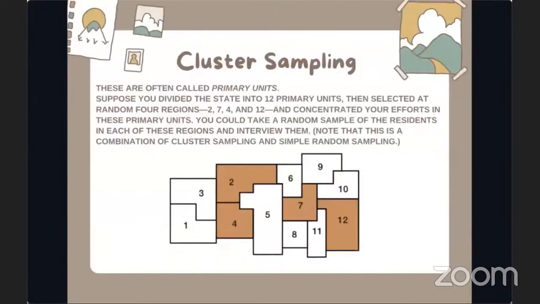Cluster sampling. These are often called primary units. Suppose you divided the states into 12 primary units, then selected at random 4 regions, like 2, 7, 4, and 12, and concentrated your efforts in these primary units. You could take a random sample of the residents in each of these regions and interview them. Note that this is a combination of cluster sampling and simple random sampling. You can see the example.